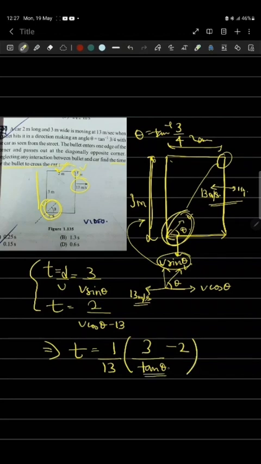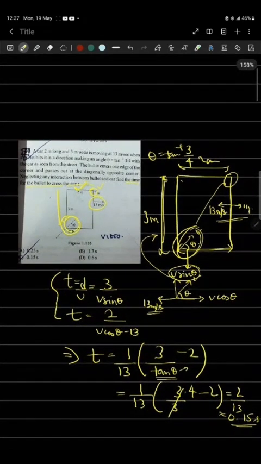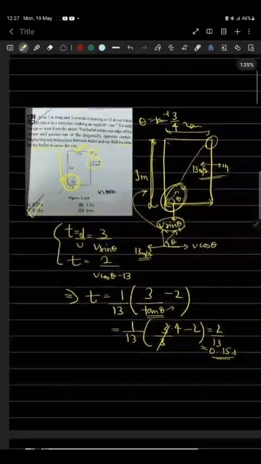Here tan theta is equal to 3 by 4, so let's solve this. 1 by 13, 3 into 4 minus 2, so this got cancelled. This is 2 by 13, which is approximately equal to 0.15 seconds. So the answer is option C, which is already marked here.